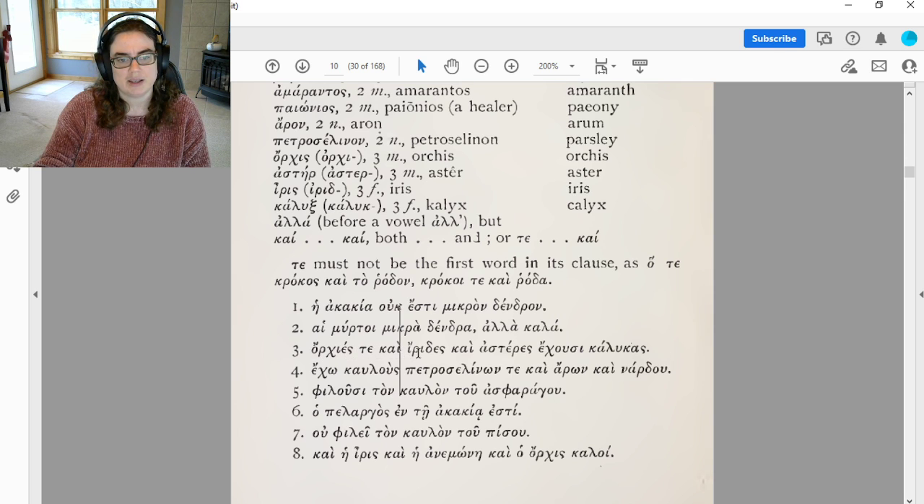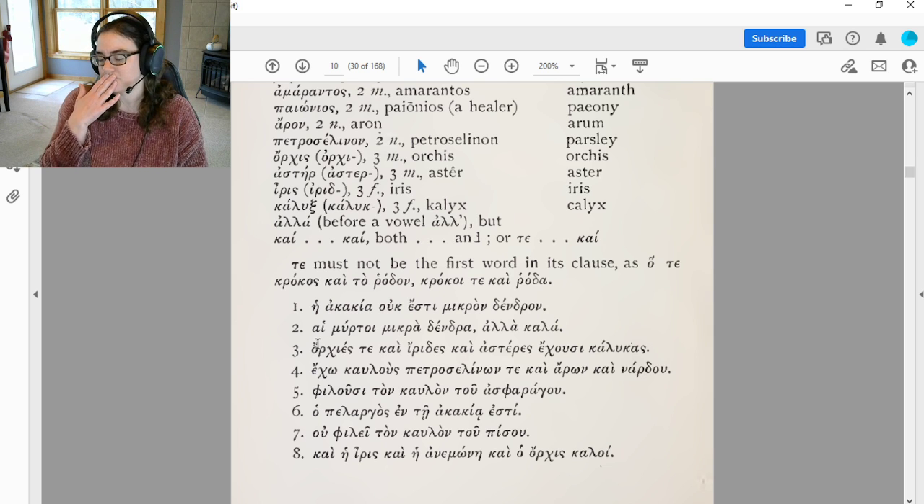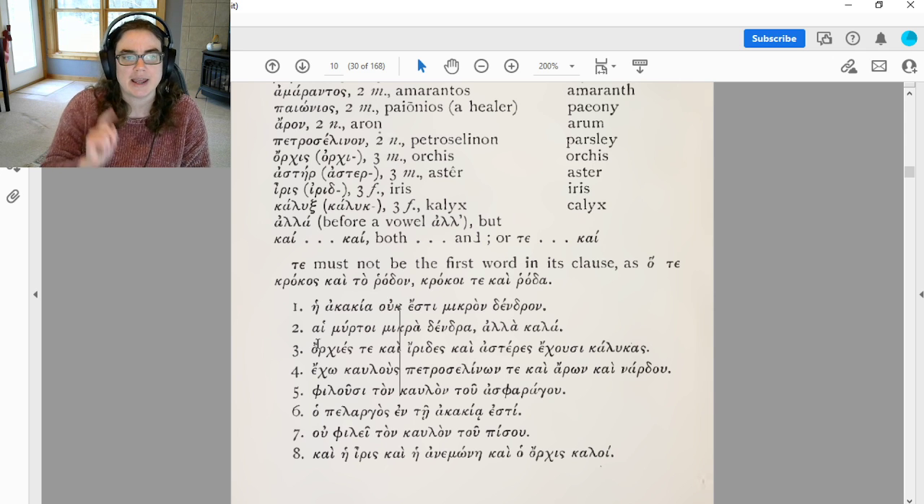Orchies te kai irides kai asteres echousi kalyxas. Both orchids and irises and asters have pods. Pretend I understand flowers enough. If that makes sense. This is a good place to note the te kai, kai.